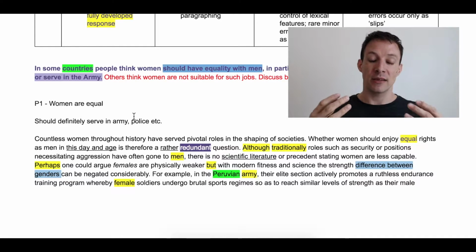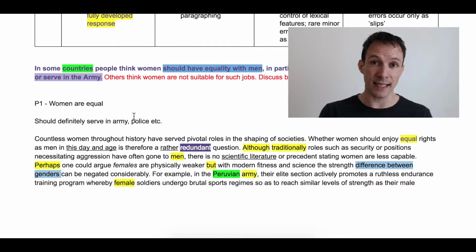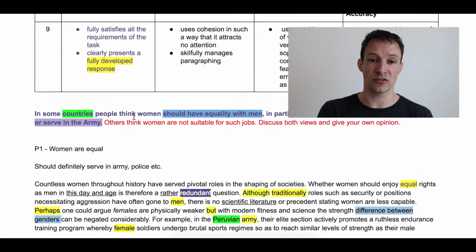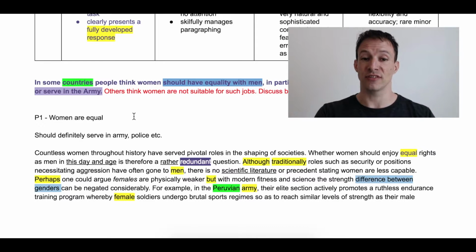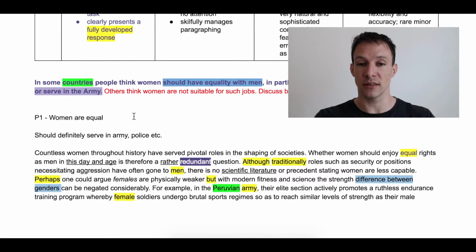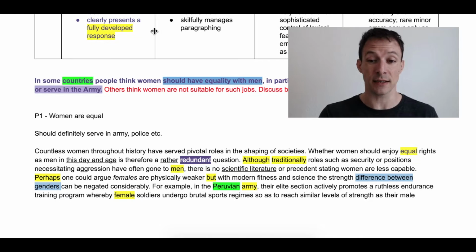So by saying that that question is redundant, silly, and not necessary, you can clearly infer that I'm not in agreement with it. So this is my response. This is part of my developed response, and it's clear.